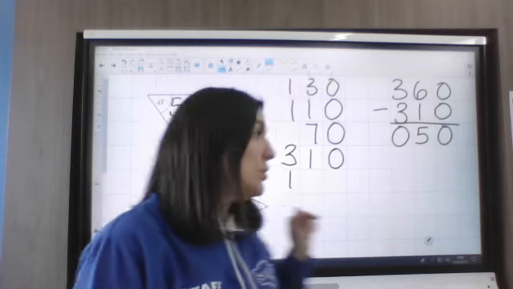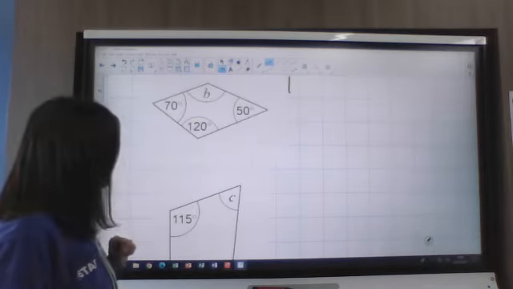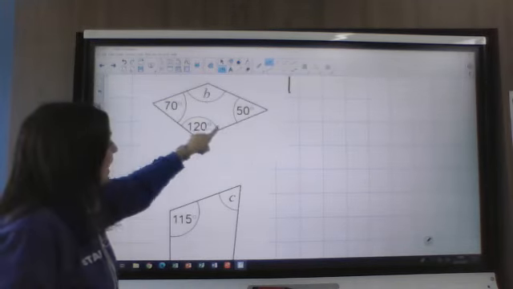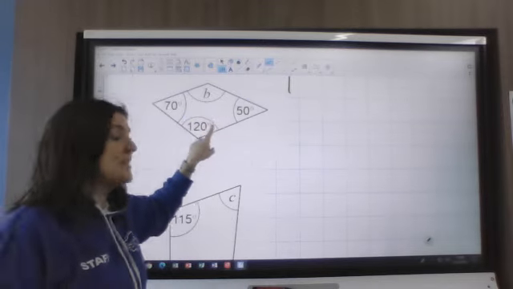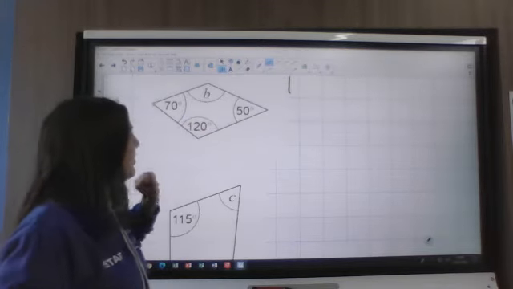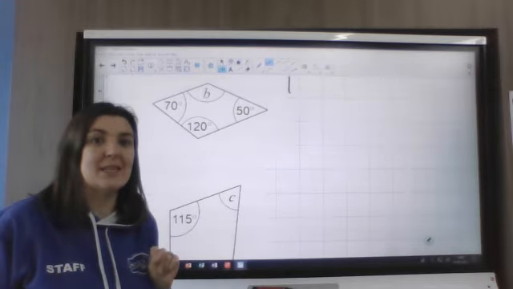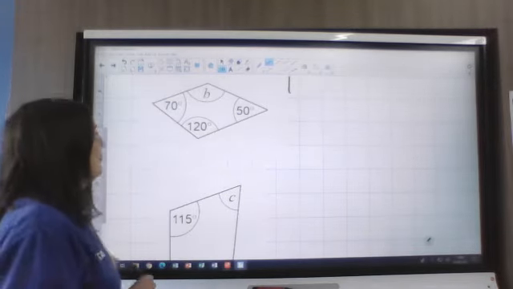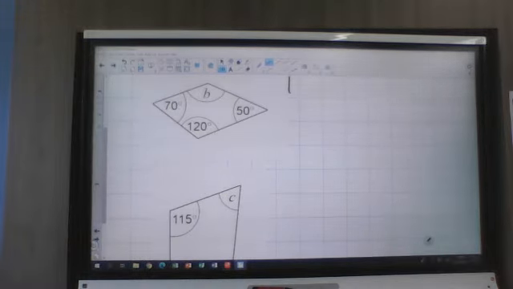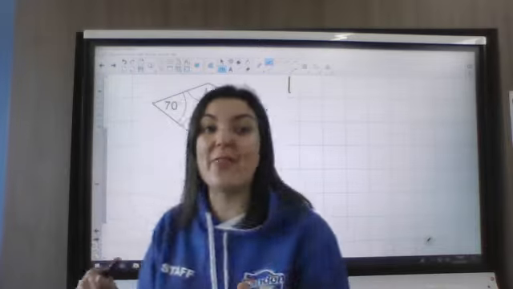So what I would like you to do now is do exactly what we've just done together for this shape here. So pause the video. Remember, you add them together, then take your answer from 360. So pause it now and have a go at that one. Okay, so you should have had a go at that one.